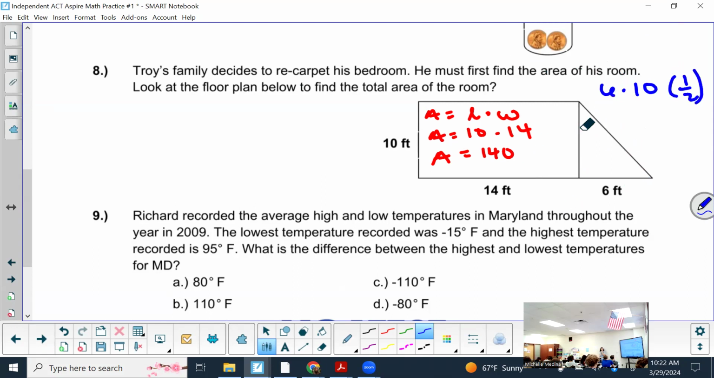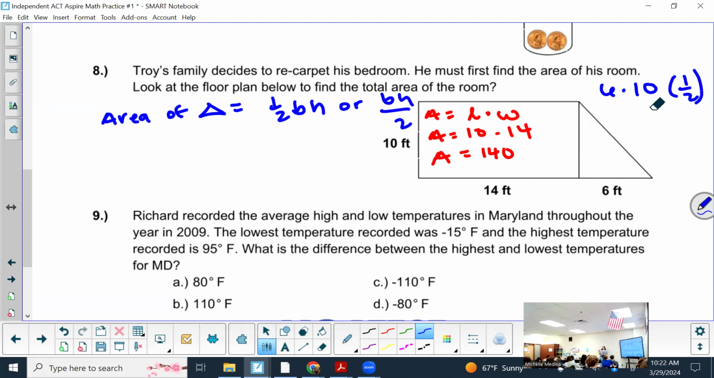So the area of a triangle formula, let me put it over here because I don't have a lot of room, is 1/2 base times height. So in this one, my base is 6, my height is 10, and I'm gonna times it by 1/2. You could also write it as base times height divided by 2. That's the same thing as multiplying by 1/2.